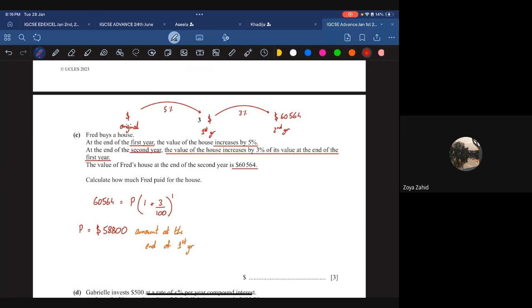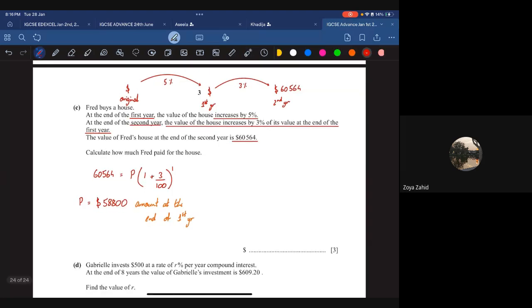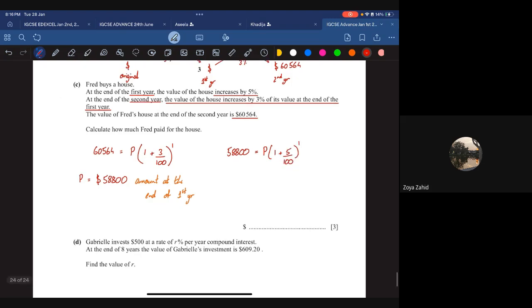So you can simply solve this question again, as the final amount 58,800 is equal to the principal times 1 plus 5 over 100 raised to the power 1. And Zoya, what did you get? 56,000. Completely? Yes, 56,000. And that itself is the original amount that Fred paid to buy the house.